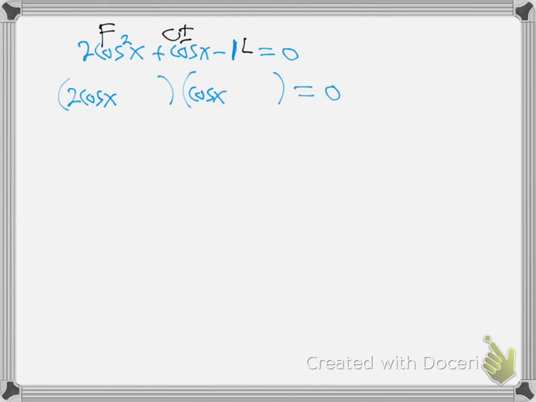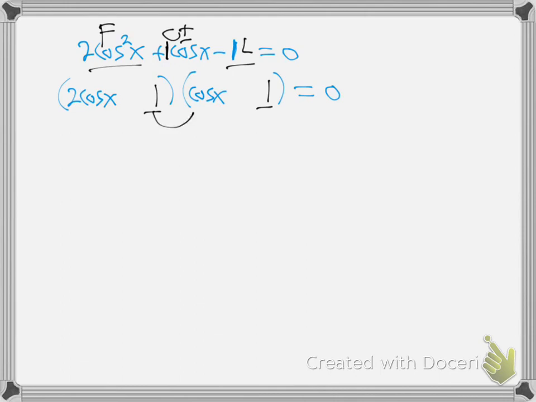Let me give you just a minute on that. Okay, so front times front makes front. Is that good? Okay, and then last times last makes last. What times what makes 1? 1 and 1. 1 times 1 makes 1. And now, what number's in the middle there? Plus 1, right? Plus 1 in the middle.